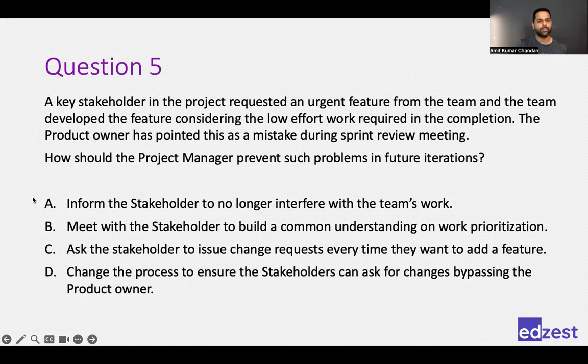So what are we left with? We are left with B and C. Okay. B is saying meet with the stakeholder to build a common understanding on work prioritization, which is that you discuss with the product owner, let the product owner add it to the backlog, and then it will be prioritized. Based on that priority, the team will work. It's a good choice. You have another choice. Ask the stakeholder to issue change requests every time they want to add a feature, which is also a good thing. Change will come, then we'll approve the change request, and then we'll see whether it is to be added or not. Right? Which one would you choose and why?